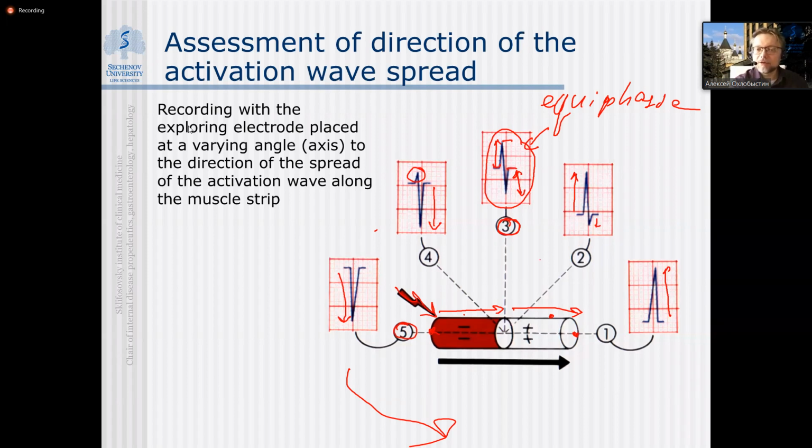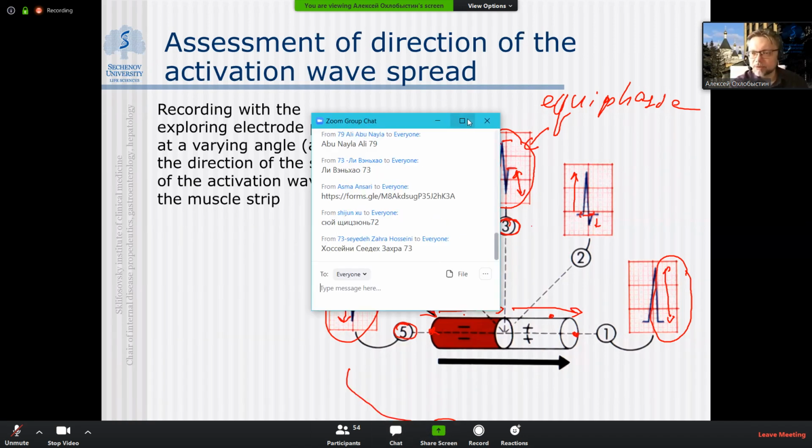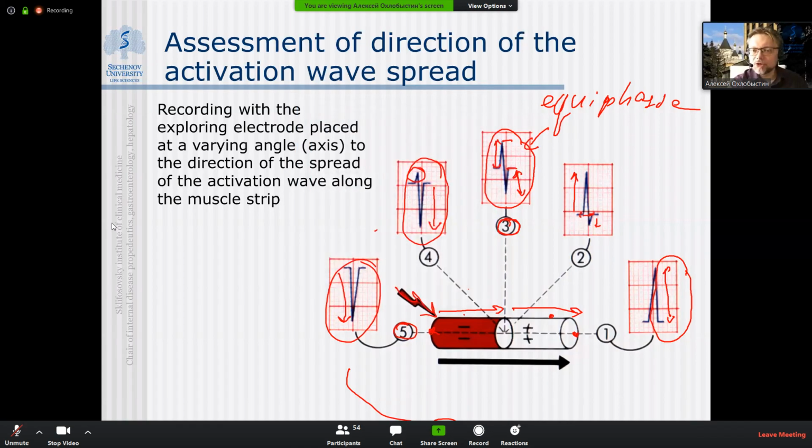Again, from the point of view of amplitudes, all those patterns will be absolutely the same. If we summate the amplitude of this complex, of that deflection, of that set of waves, and all others, the sum of amplitudes will always be the same. Second, the width of the complexes will always be the same. It's the same process, just a different location of the exploring electrode. Sum of amplitudes and duration cannot be different. It's the very same process. What will change is the shape of the complex, the direction of deflection.